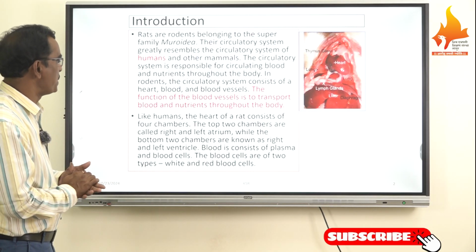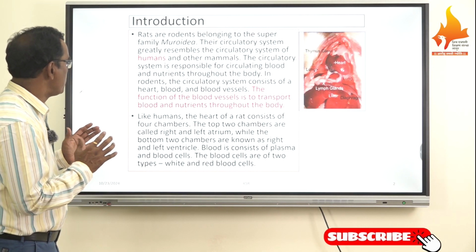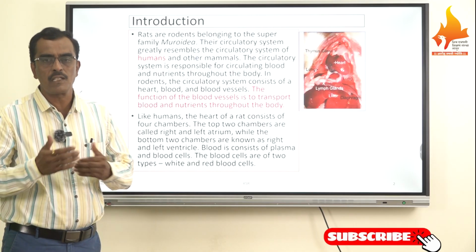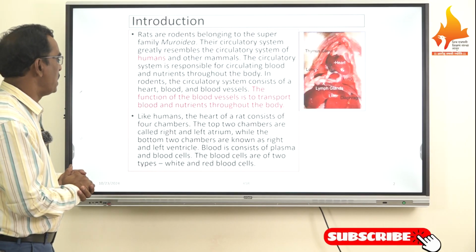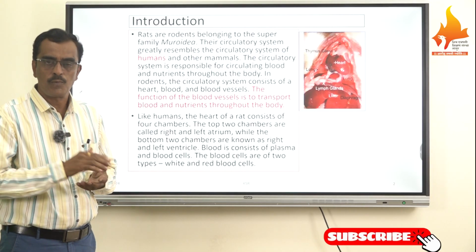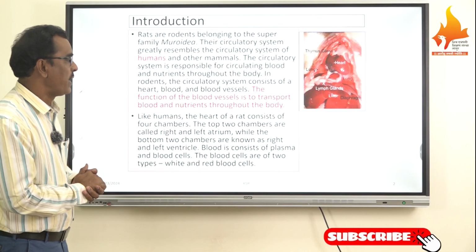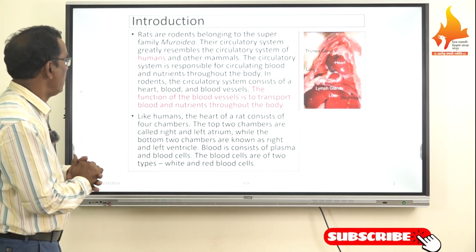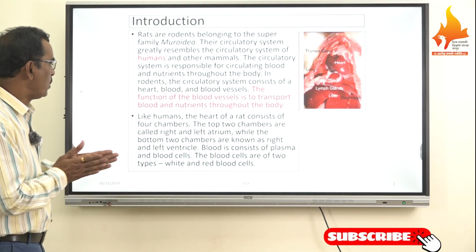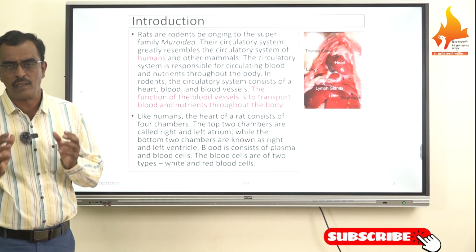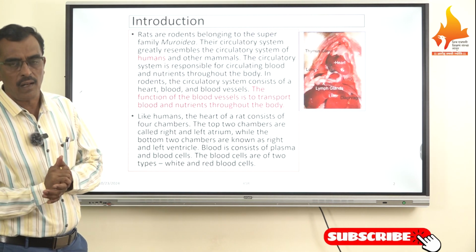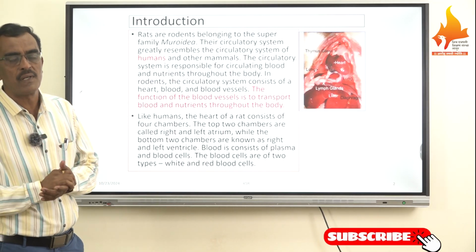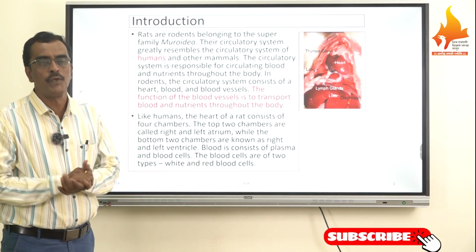The circulatory system in rat is responsible for transportation of the nutritional material to each and every cell, and it is even responsible for collection of the excretory products from the body. So, like human beings, the heart of rat consists of 4 chambers. 2 are the auricles and 2 are the ventricles. Auricles are the receiving chambers and ventricles are distributing chambers.